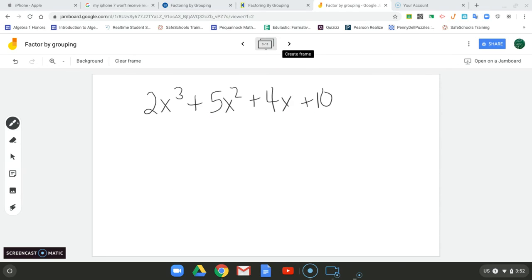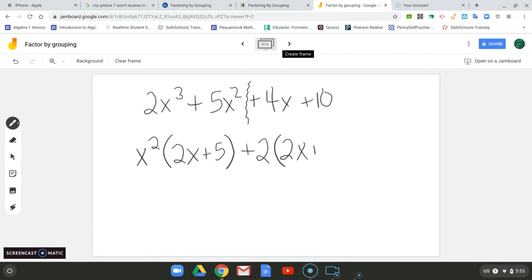Here's another example. We have 2x cubed plus 5x squared plus 4x plus 10. Well, again, if we look at it, we can factor it just like it is. Our squiggly line goes right in here, breaking it into two parts. Now we look at 2x cubed plus 5x squared. Our common factor there is going to be x squared. So the x squared is going to come out front, and that leaves us with a 2x and a positive 5. Then we look at the second two terms, our positive 4x and positive 10, and hopefully we can see that a positive 2 would come out and leave us with a 2x plus 5.